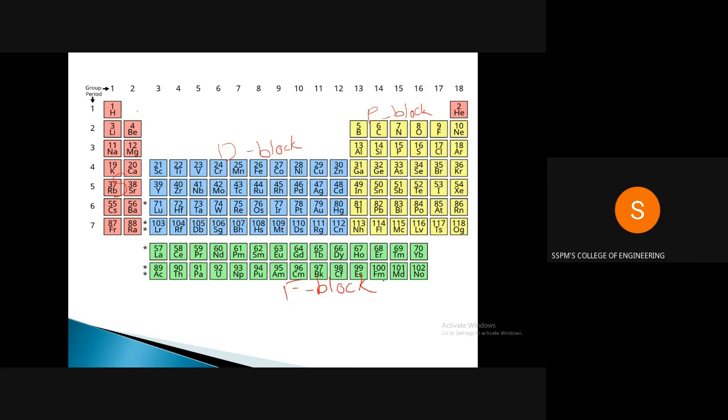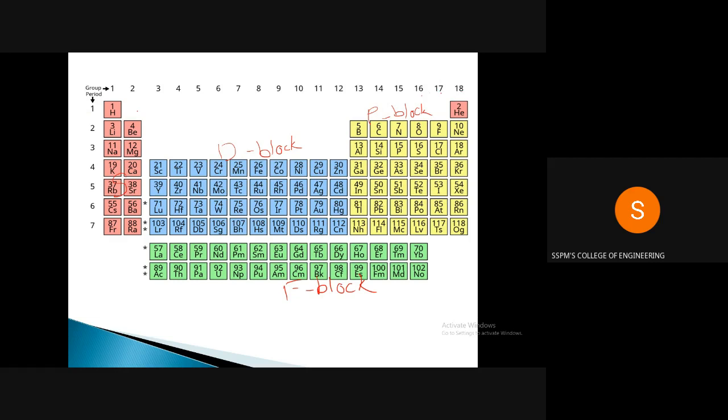The first one is the S block, that is groups 1 and 2. Then groups 3 to 12 are the D block. These are the P block elements, that is groups 13 to 18. And the lanthanide and actinide series are known as the F block elements. So S, D, P and F. We are dealing with the P block elements, not the full P block, only these last 3 columns, 16, 17 and 18.